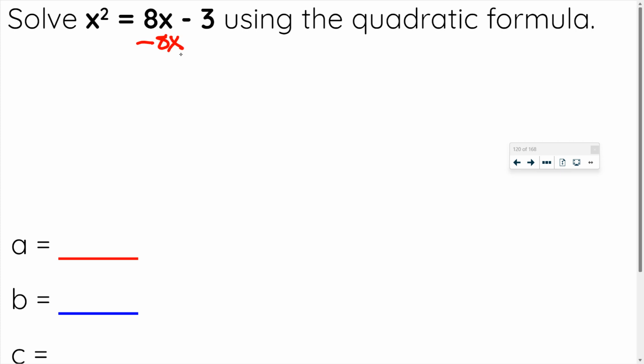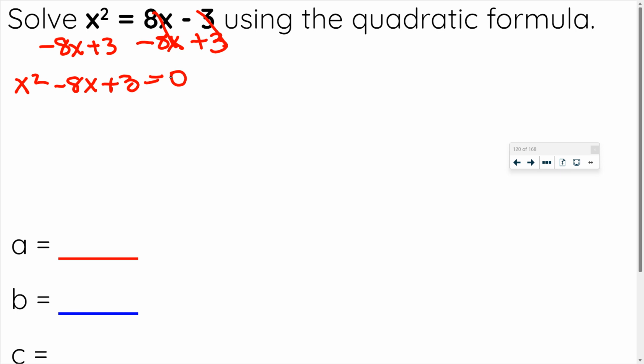So to do that, I can isolate to either side. I'm going to isolate to the left side, and I'm going to subtract 8x and add 3 to both sides. I do it to both sides to be fair. So on the left side, I have x squared minus 8x plus 3, and on the other side, this is all 0.